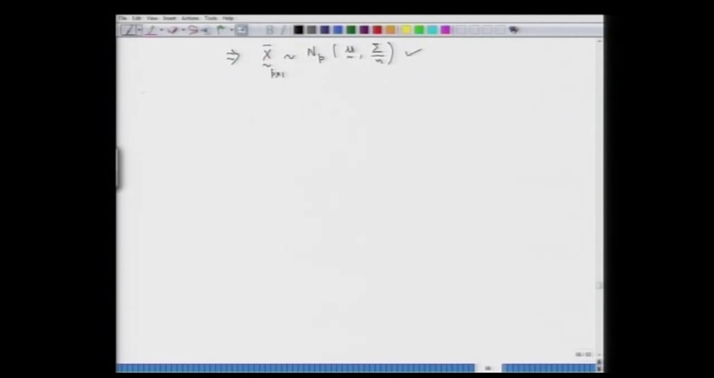This is relatively simple. What is new actually is the distribution of S n minus 1, say. Now, S n minus 1 is given by 1 upon n minus 1 summation i equal to 1 to n of (x i minus x bar) into (x i minus x bar) transpose. Now, this S is said to have a Wishart distribution, which is a new distribution. Of course, we are going to talk about what is a Wishart distribution, its properties, and how this Wishart distribution is going to be derived. Let me first just state the result.